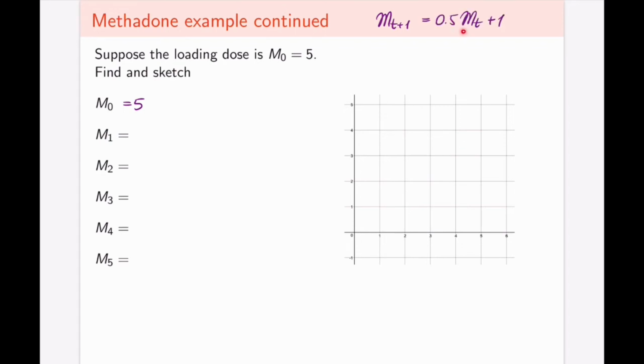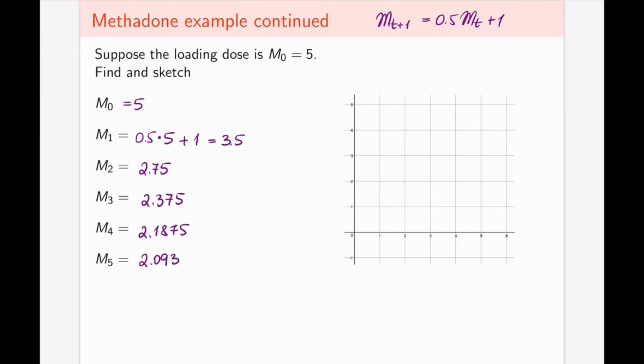So we take the current amount, half it, and then add a 1. So we can apply this rule to m naught and any other number of measurements we care to predict. So for the first one, I'm going to have half of the previous plus 1, which ends up being 3.5. I'm going to write out the next few, and I encourage you to actually do the calculations to get a hang of this iterative way to compute these numbers.